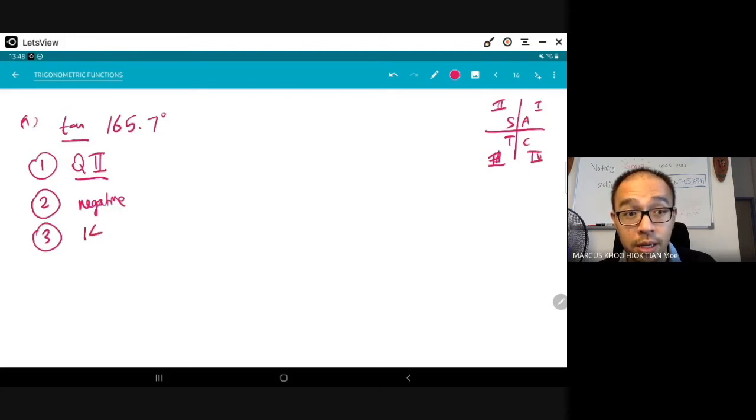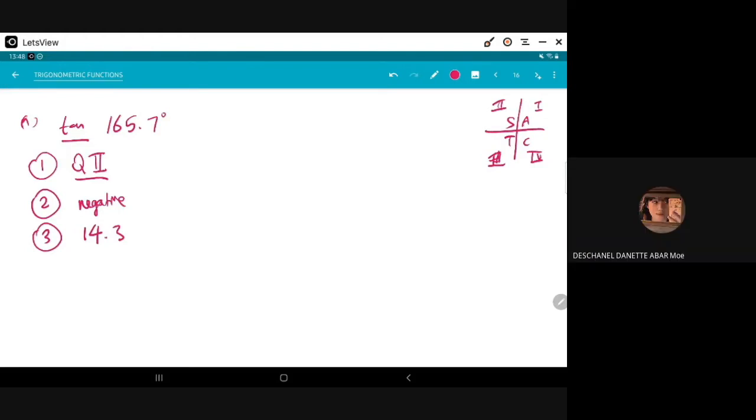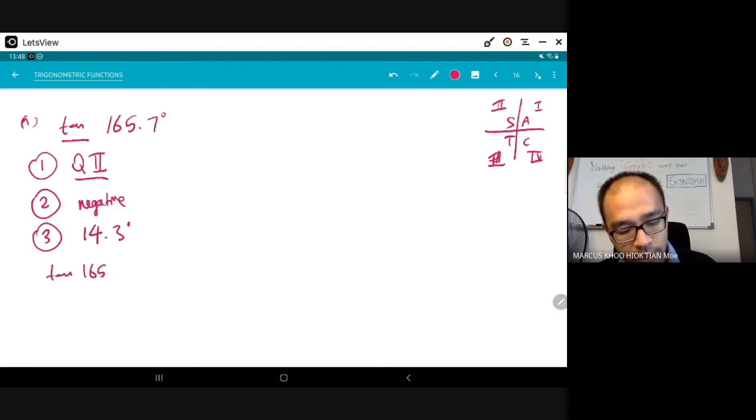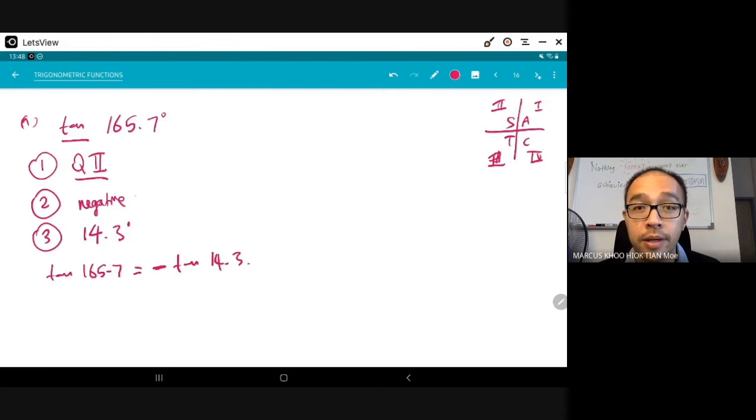14.3, is that true? Yes. So the base angle is 14.3. Now we combine all this together. Tangent 165.7 equals negative tangent 14.3. Doing this practice is very important.